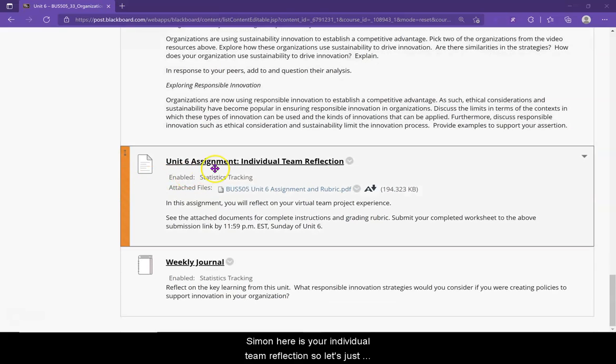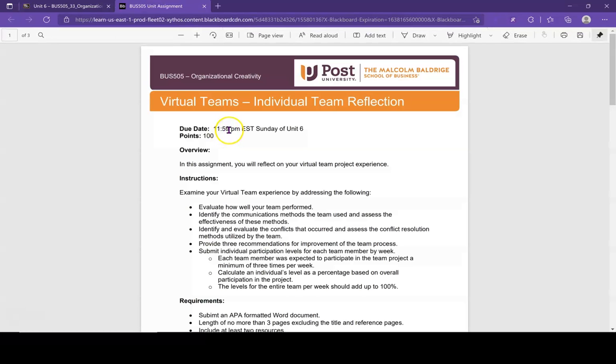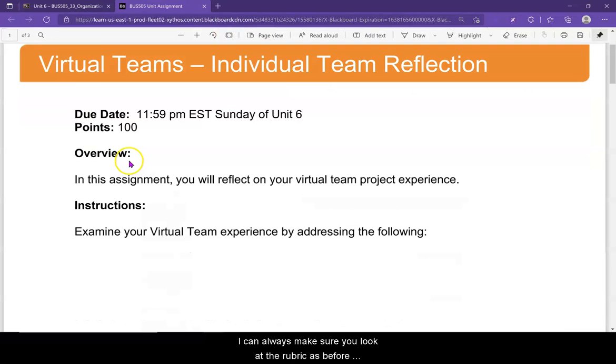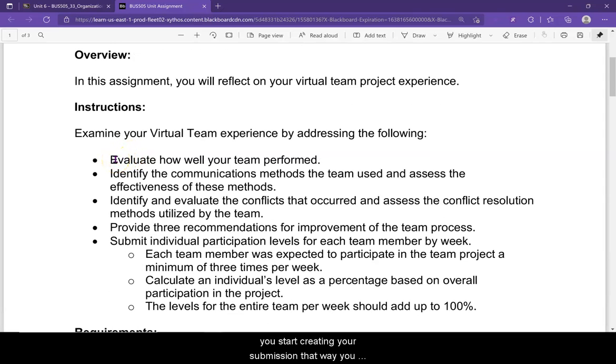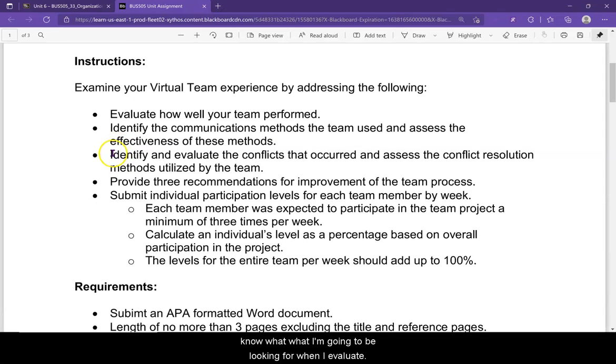The assignment here is your individual team reflection. So let's just take a look at that here. Again, always make sure you look at the rubric before you start creating your submission. That way you'll know what I'm going to be looking for when I evaluate it. So this one is, speaking about evaluation, just taking time to reflect on things. Especially, I guess, in practice, we get so busy doing the next best thing or the next thing we have in line that we don't always take time to reflect on what's just concluded. So maybe we could learn from it for the future. And this is a way to encourage us to do that.